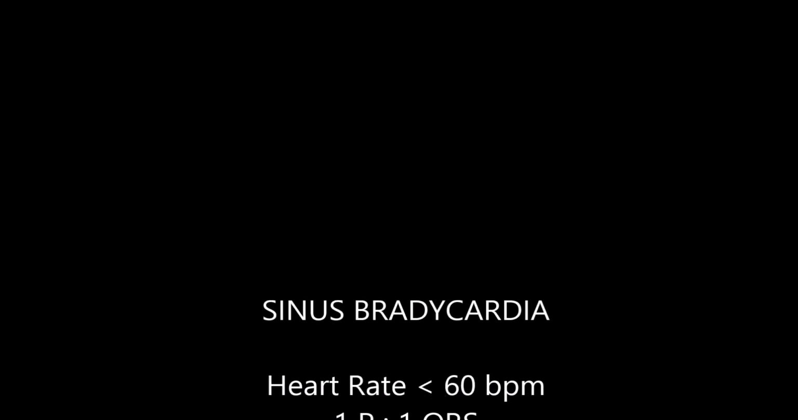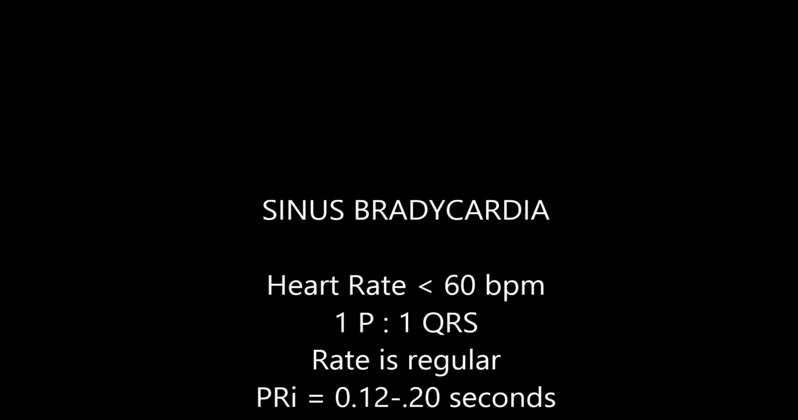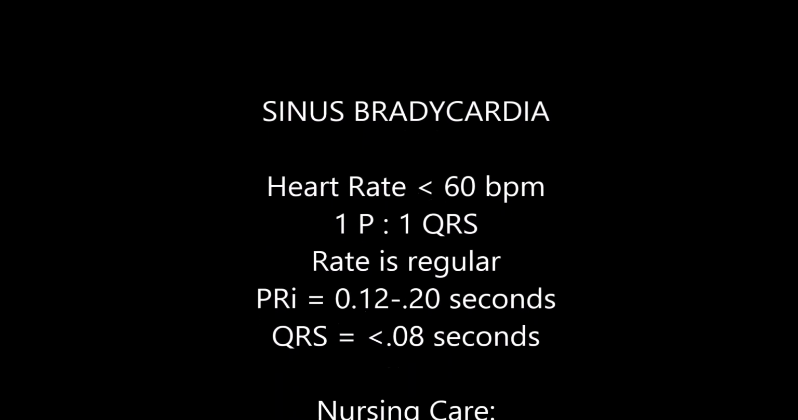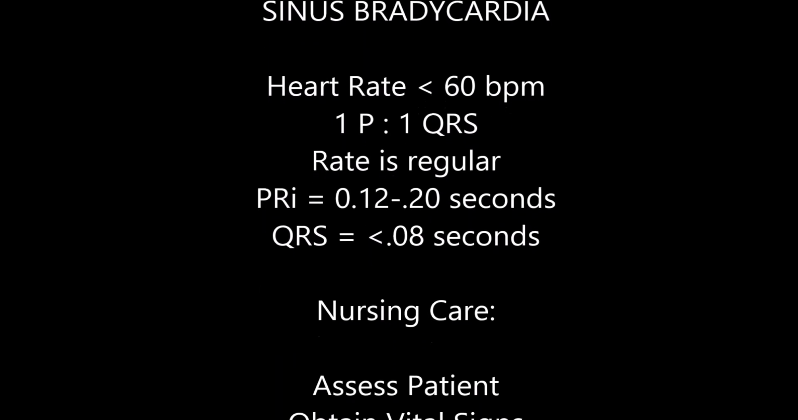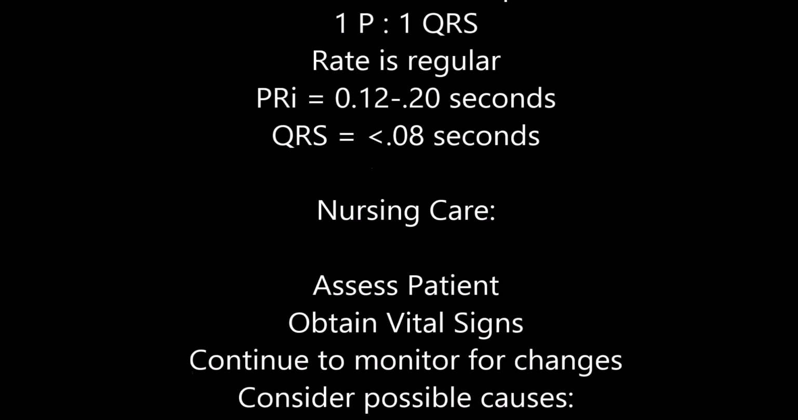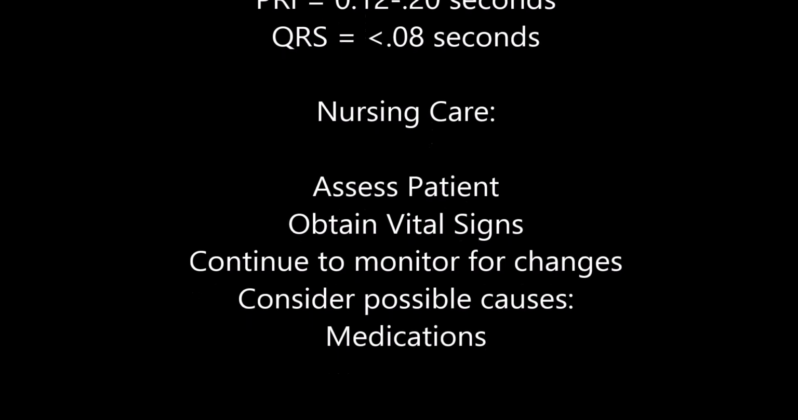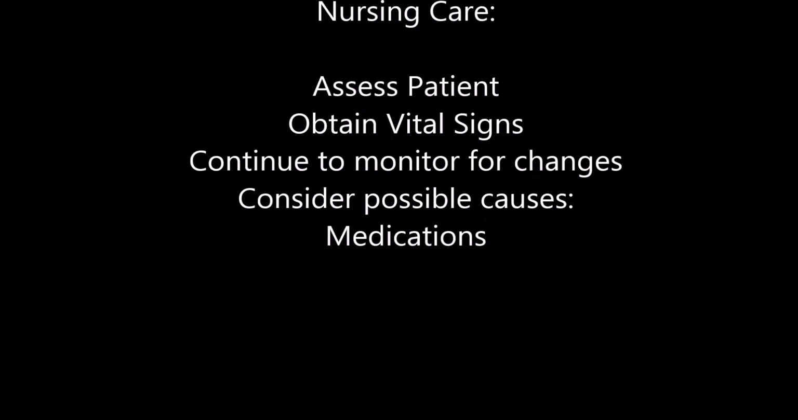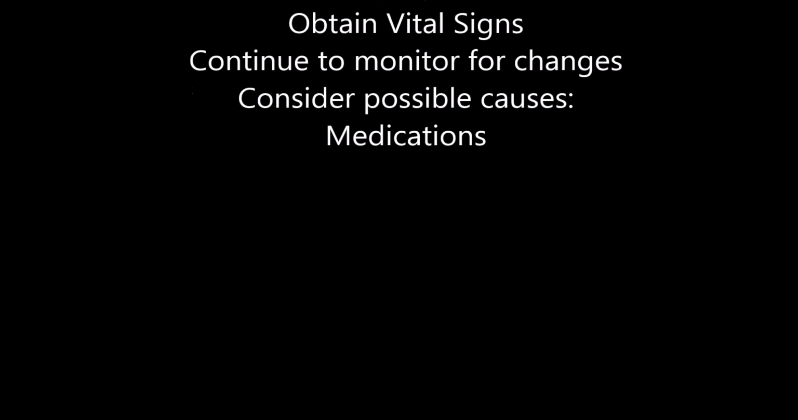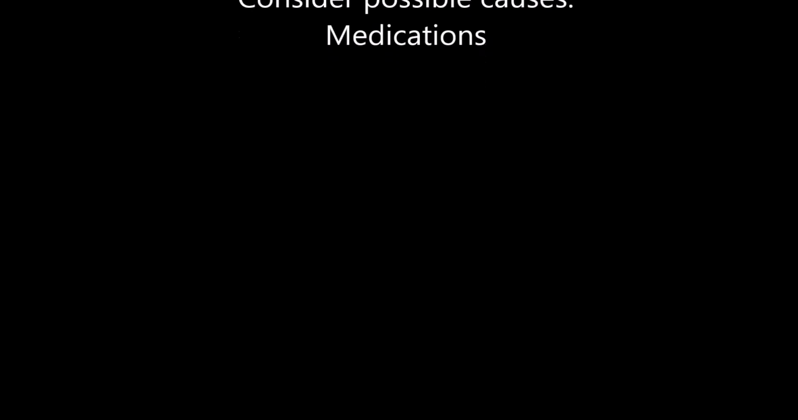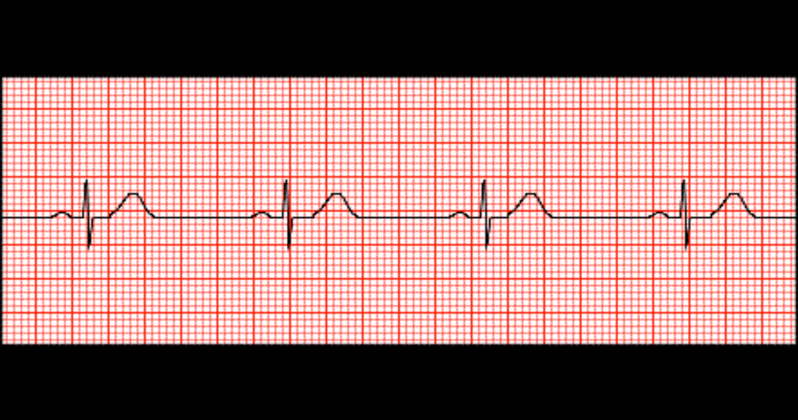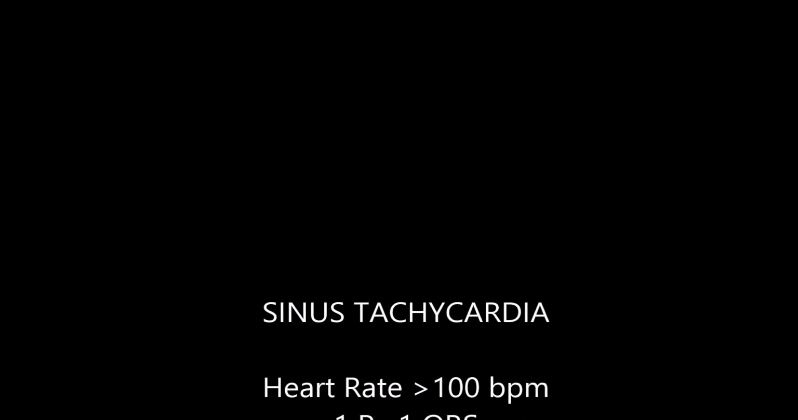A variation of sinus rhythm is a slower heart rate, being sinus brady. Heart rate is less than 60, but you still have the same components of 1 P to 1 QRS. The rate is still regular. The PR interval is still the same at 0.12 seconds to 0.20 seconds, and the QRS is less than 0.08 seconds. Some things to monitor with your patient here is if it's not normal for your patient to have a slower rhythm, then to assess for different things such as medication changes.